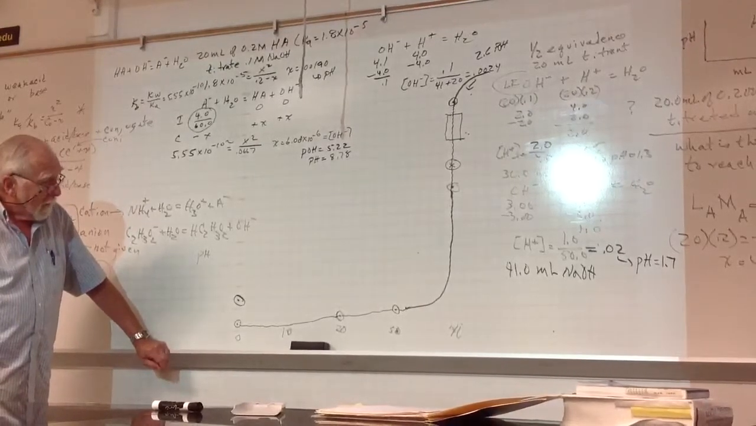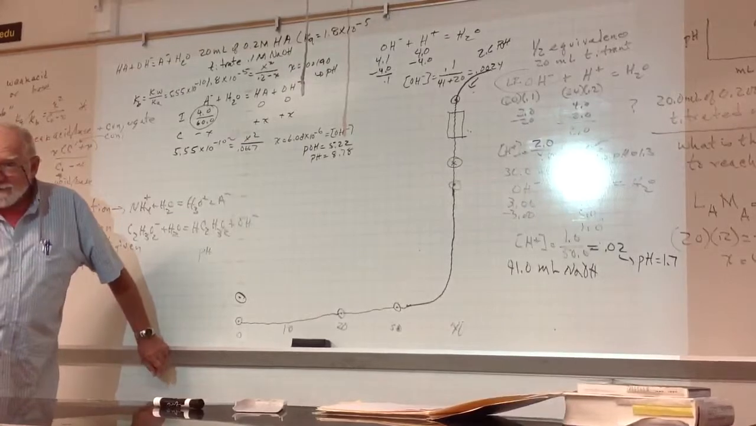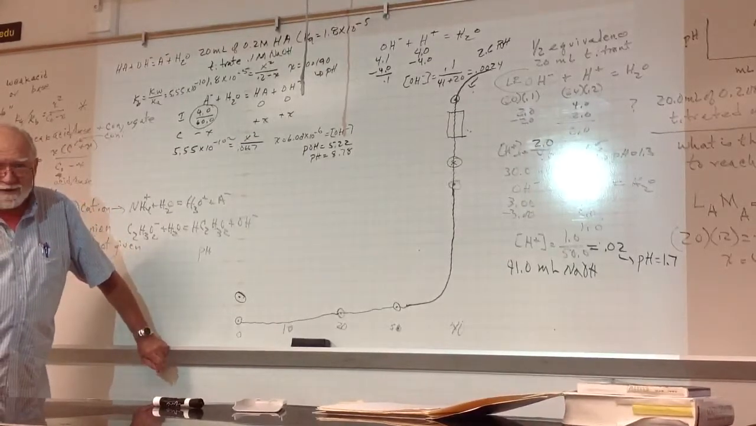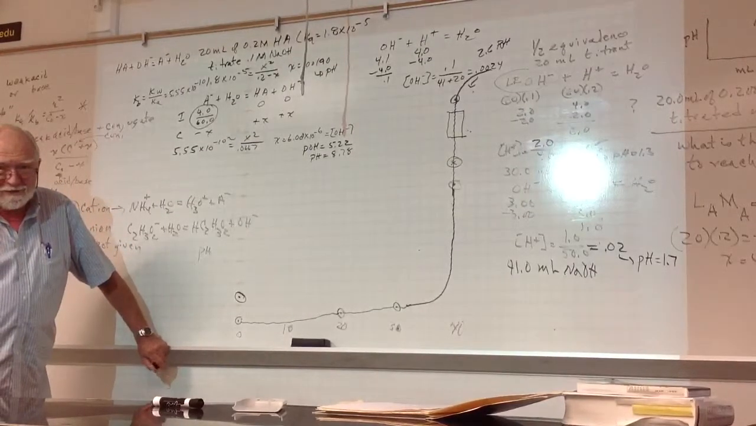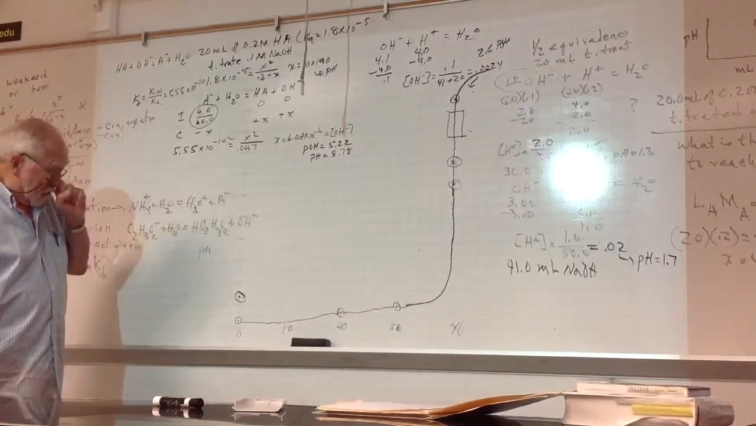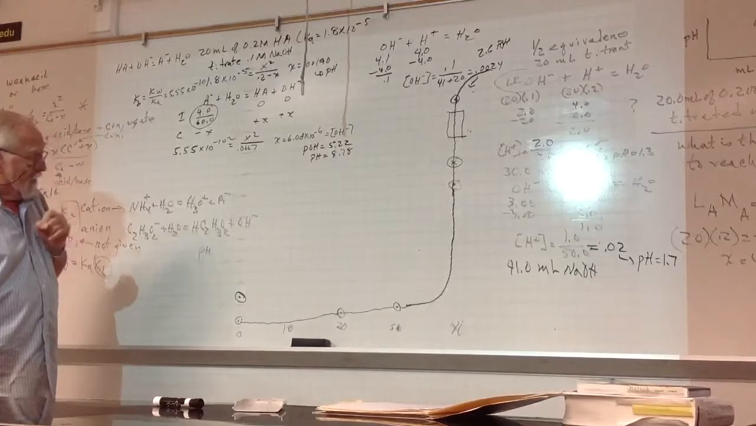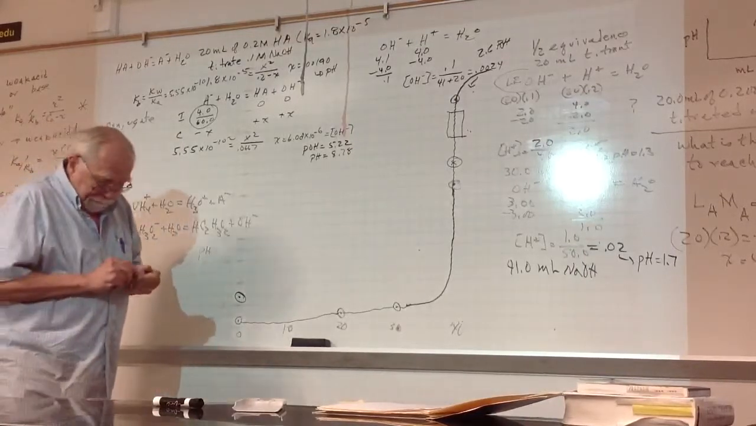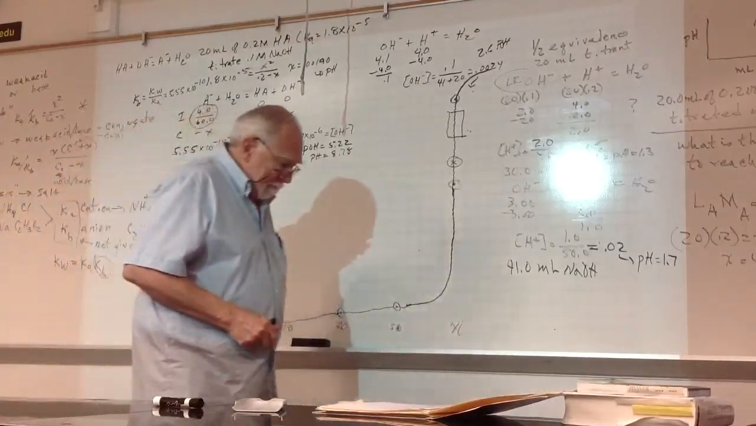Okay. What about the half equivalence point? It would be the Ka, right? Yeah, because we're working with a buffer solution. But there's something even more interesting about it.